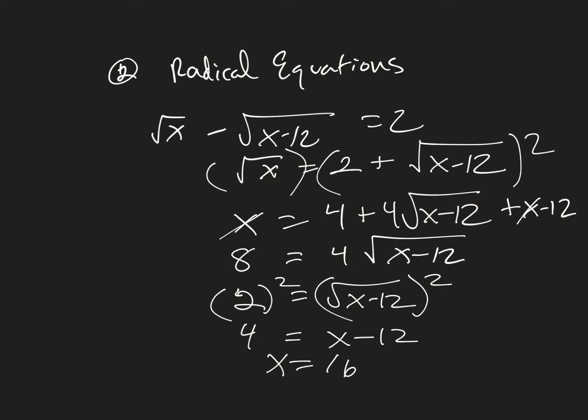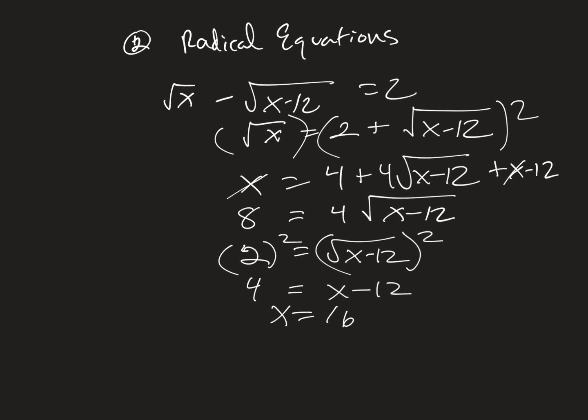Now, remember, when you square both sides, you're essentially making things positive. Think about if you squared like negative 2. So your solutions are solutions to the squared equation, but may not be solutions to the original. So you've always got to check for extraneous solutions.